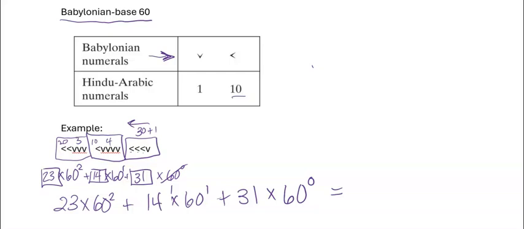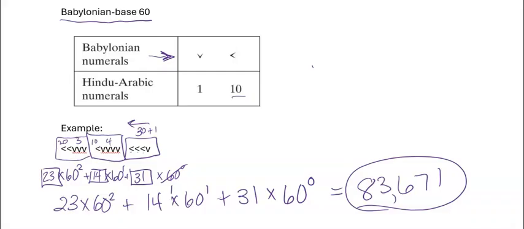When I type that into my calculator, I end up getting 83,671. So 83,671 would be the Hindu Arabic equivalent to that setup that I put right there. Again, you don't have to do it this way, but if you find that you are struggling, that might be something to try.